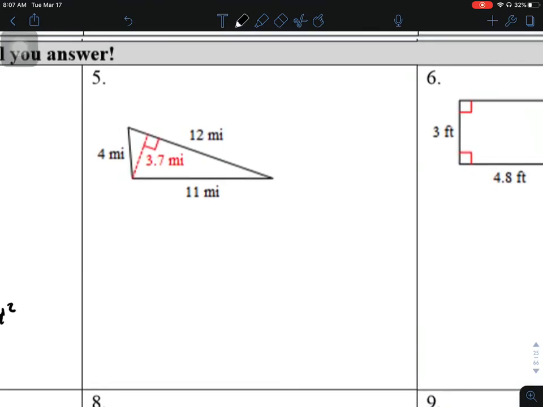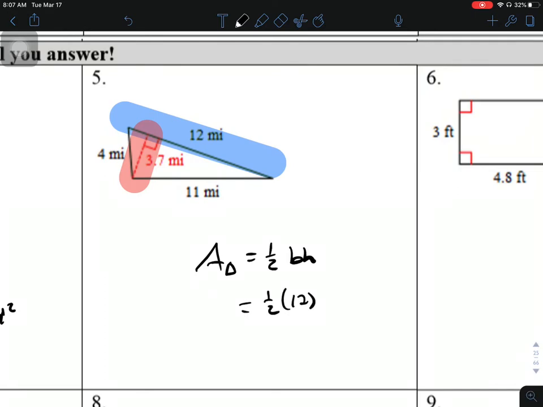Number 5 is a triangle. Area of a triangle is half the base times the height, because this is half of a parallelogram. Base is any side, but the height you choose has to be perpendicular to that base. So you could say it the other way around as well. If you know what the height is, then you have to use the base that corresponds to that. So we got 1/2 of 12 times 3.7, which my calculator says is 22.2, and our units are square miles.